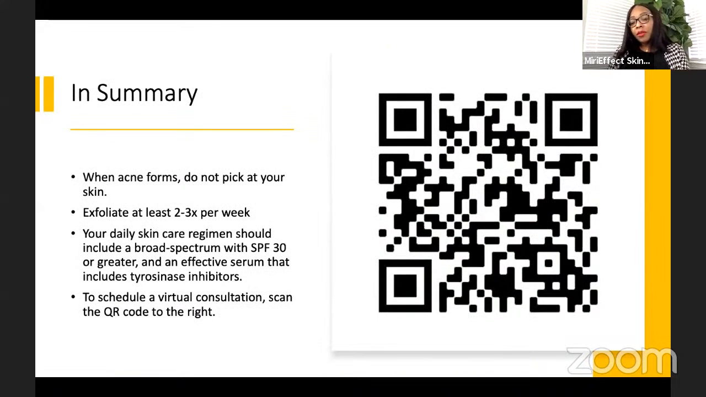So in summary, the most important thing, like I said before, is if your hyperpigmentation is due to acne, do not pick at your skin, number one. If it's not due to acne, then you need to go see a licensed dermatologist, preferably board certified, and also speak with a licensed esthetician. They need to be licensed and have experience, at least 5 years or more in practice, so that you're talking to a professional who also knows skin of color.